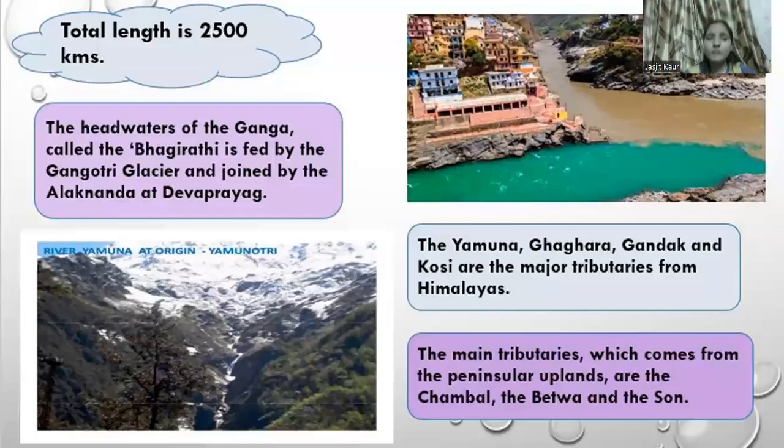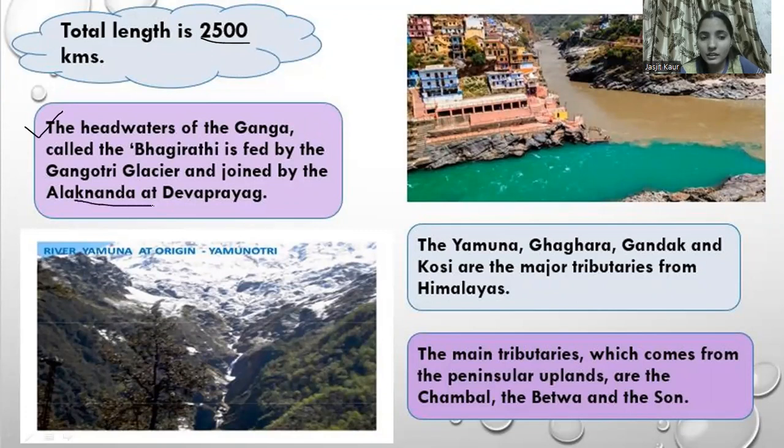And then the other feature of the Ganga river is that the total length of this river is 2500 kilometers. The headwater of the Ganga, called the Bhagirathi, is fed by the Gangotri glaciers and joined by the Alaknanda at Devaprayag. So the headwater of the Ganga river is called Bhagirathi, and it is fed by the Gangotri glacier. The glacier, as we know, is part of a Himalayan river, so we have glaciers or snow mountains present in those areas. So it is joined by the Alaknanda at Devaprayag.